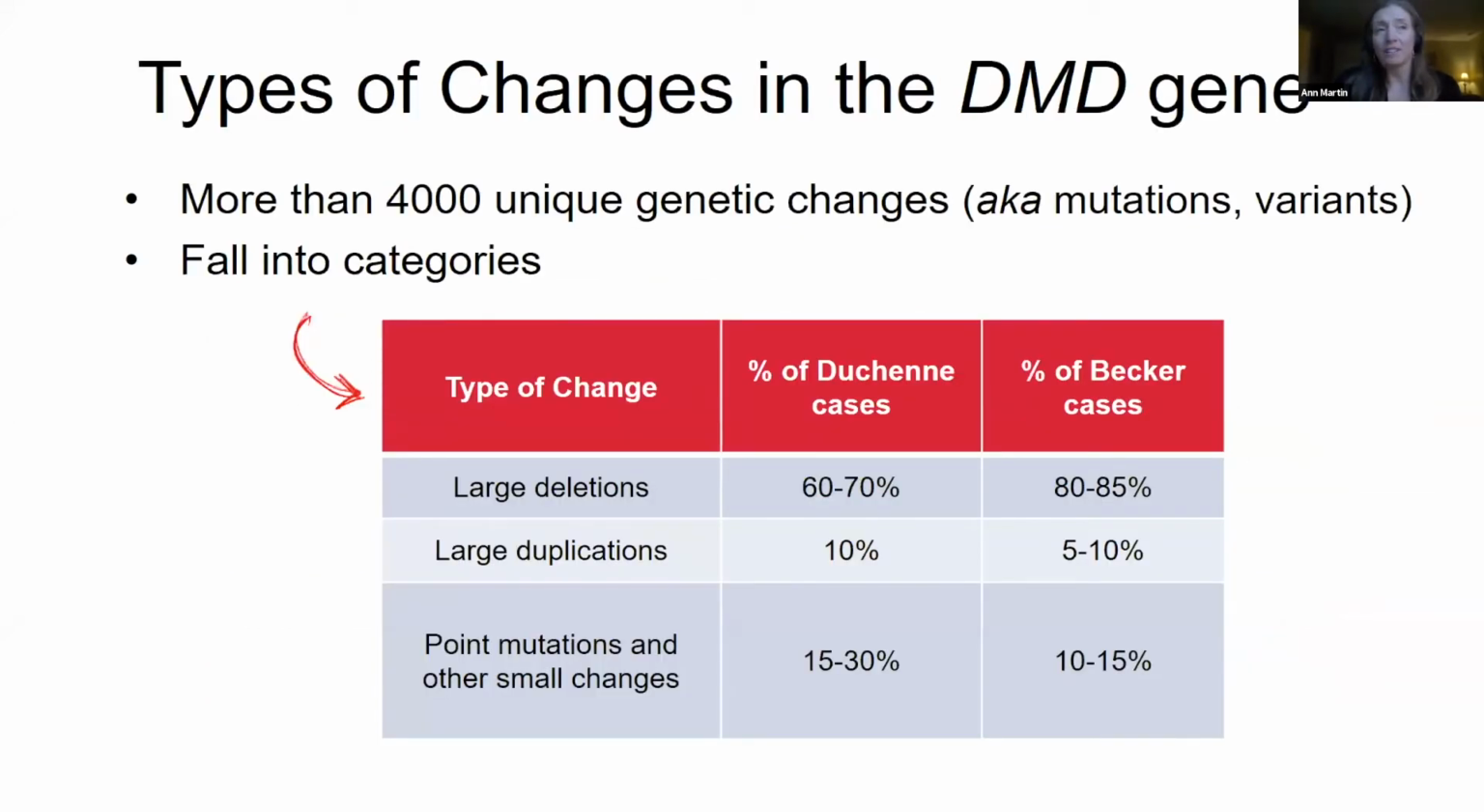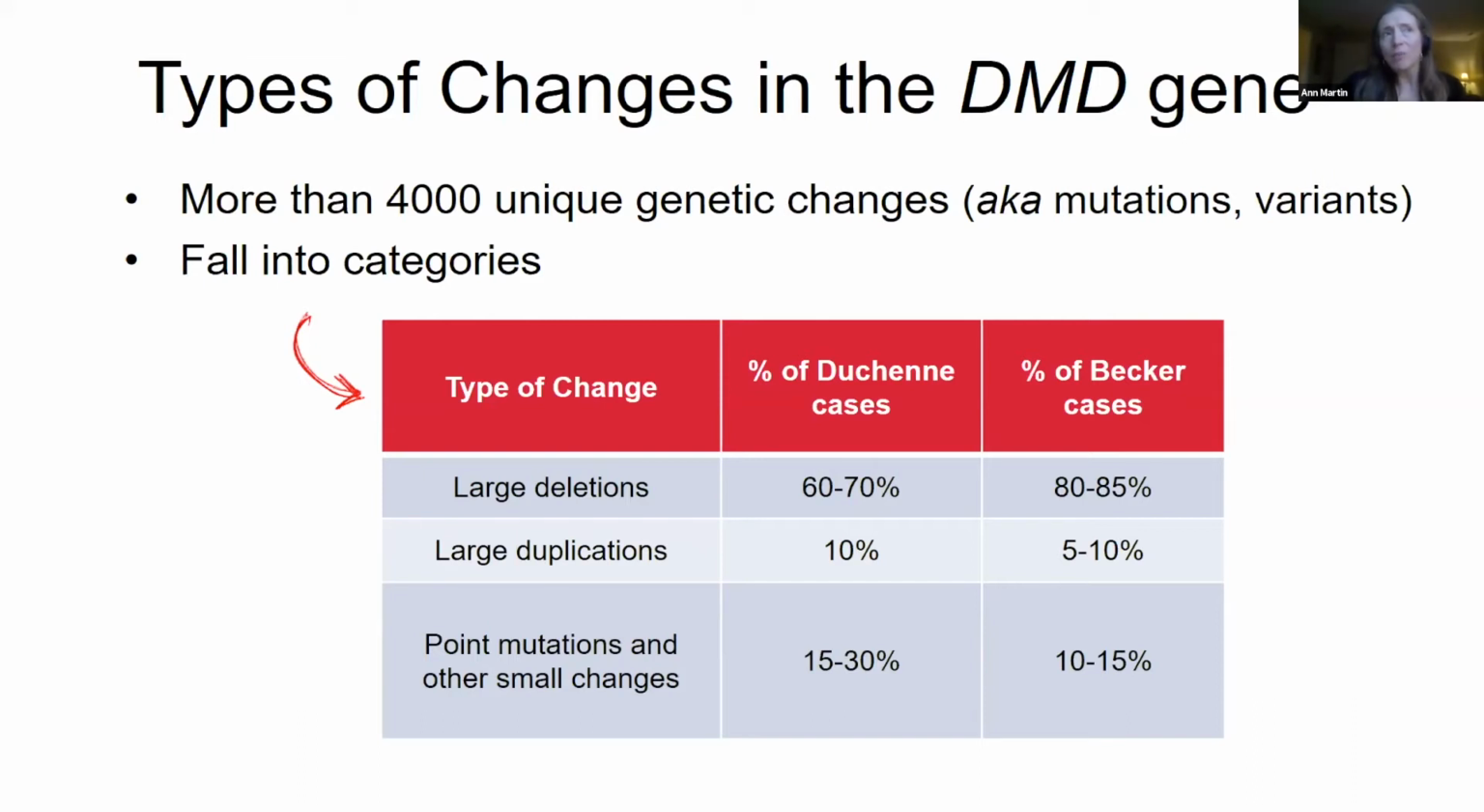So there's a lot of different changes that can occur within the dystrophin gene, actually thousands of different changes. You probably hear me use different terms, so I don't mean to confuse you, but basically a genetic change is the same as a mutation or a variant. And for those of you whose children have had testing done recently, you've probably seen the word variant used more often. That's kind of taken the place of the word mutation.